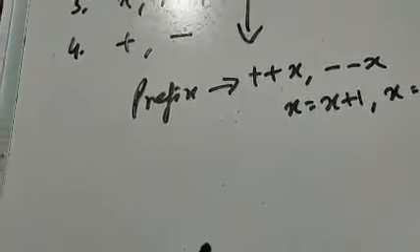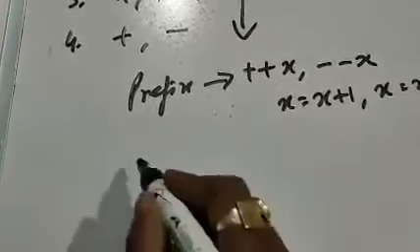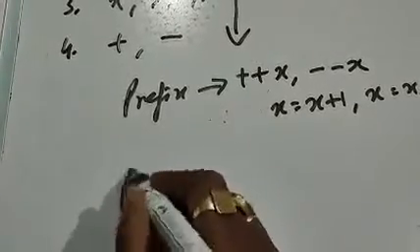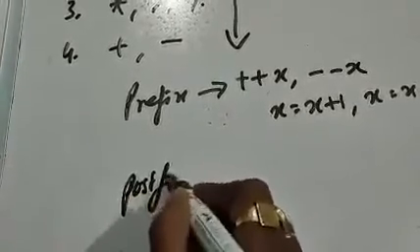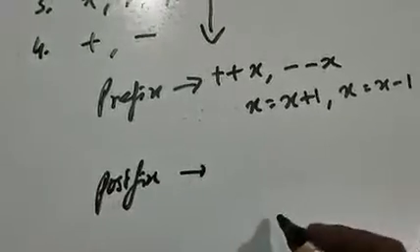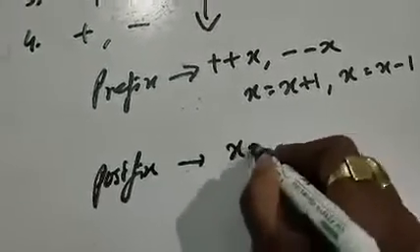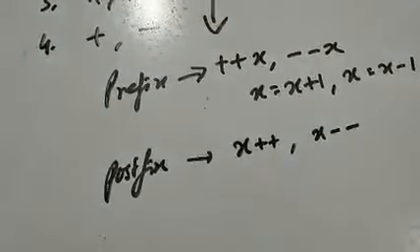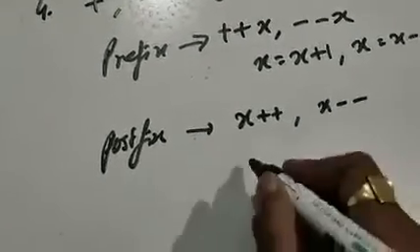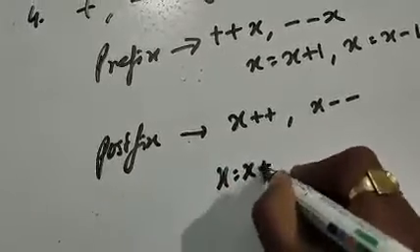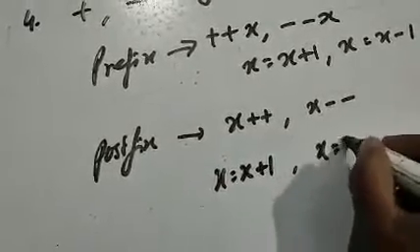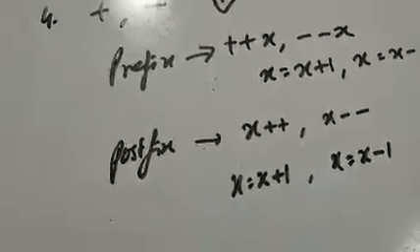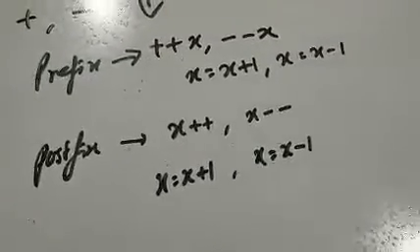Similarly, when the operator is present after the variable, it is known as a postfix operator. In the case of postfix, it is x plus plus or x minus minus. In both cases, here x equals x plus 1 and here x equals x minus 1. That means either increase by 1 or decrease by 1.